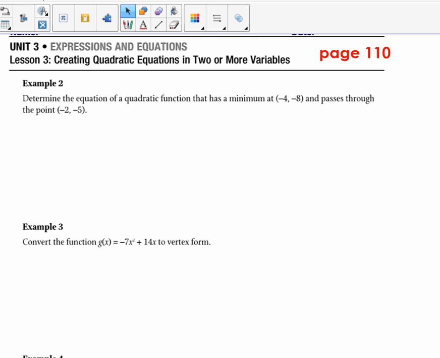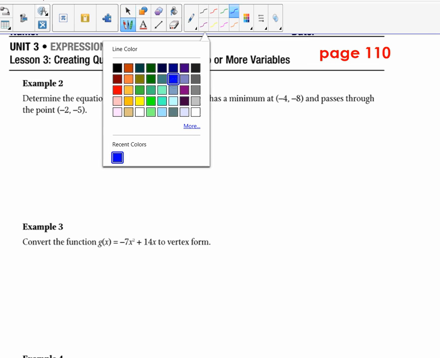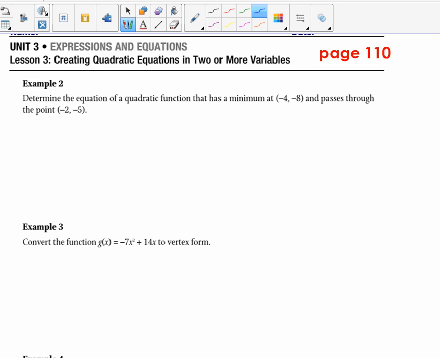So go ahead and turn to page 110. Example number 2 says, determine the equation of a quadratic function that has a minimum. As soon as you see minimum, you should be thinking, oh, that's my vertex. So as soon as you see vertex, you get H and K, and passes through the point -2, -5. Well, any point is X, Y.